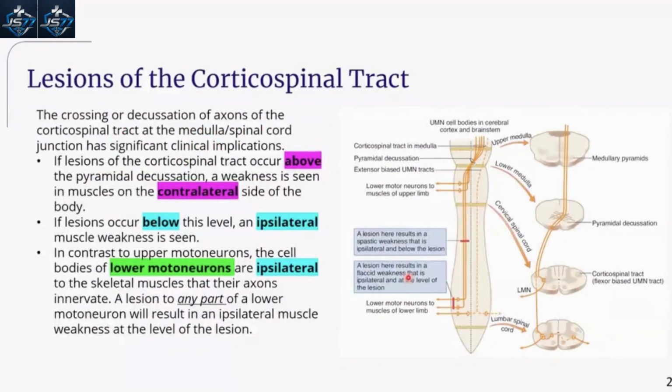So to summarize, a lesion to the corticospinal tract, if it occurs above the pyramidal decussation, we're going to have contralateral symptoms. If it happens below, we'll have ipsilateral. This is for upper motor neurons specifically. And then for lower motor neurons, it's always going to be ipsilateral.